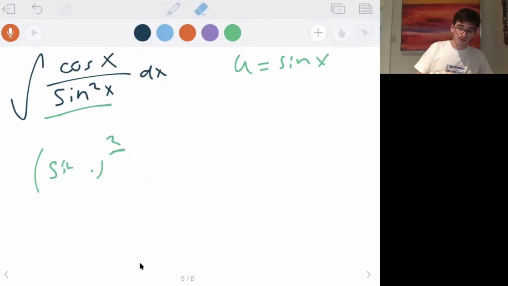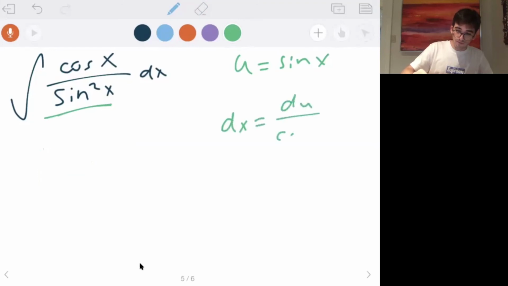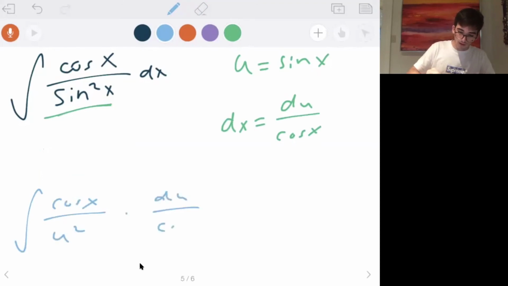Right? Because it's an inside function, I'm going to go with that for my u. The next step is to get your dx equals du over the derivative, so du over cosine of x. Now we make all the substitutions. We're going to have the integral of cosine of x over u squared times du over cos x.